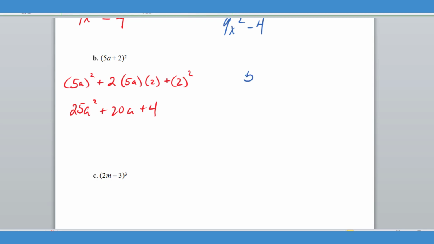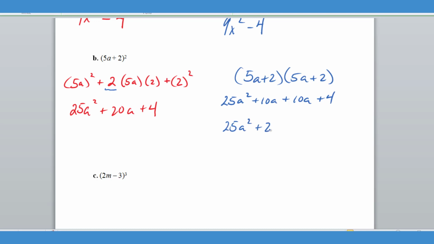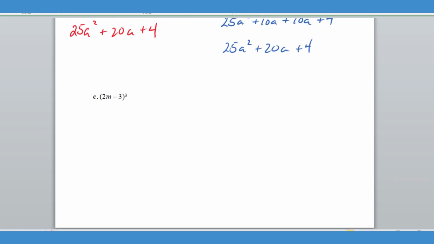Again, you may choose to simply expand this squared into two binomials and then FOIL it, and you can see the middle term is happening twice. That's why we had the 2 times those values, which gives us 20a plus 4, and we come up with the same answer. Now, this last one is a cube, and what I'm going to do is do the pattern first. And then after I do the pattern, I'm going to do the distributive property of it, and you're going to have to decide which method you think is easiest or best for you to use.